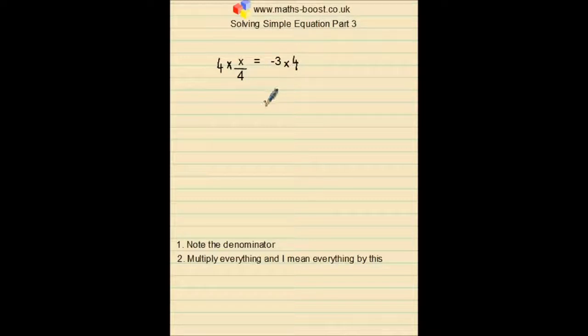The whole point of doing this is that it guarantees that this fraction cancels out and you're left with a normal equation. Can I make this more difficult?